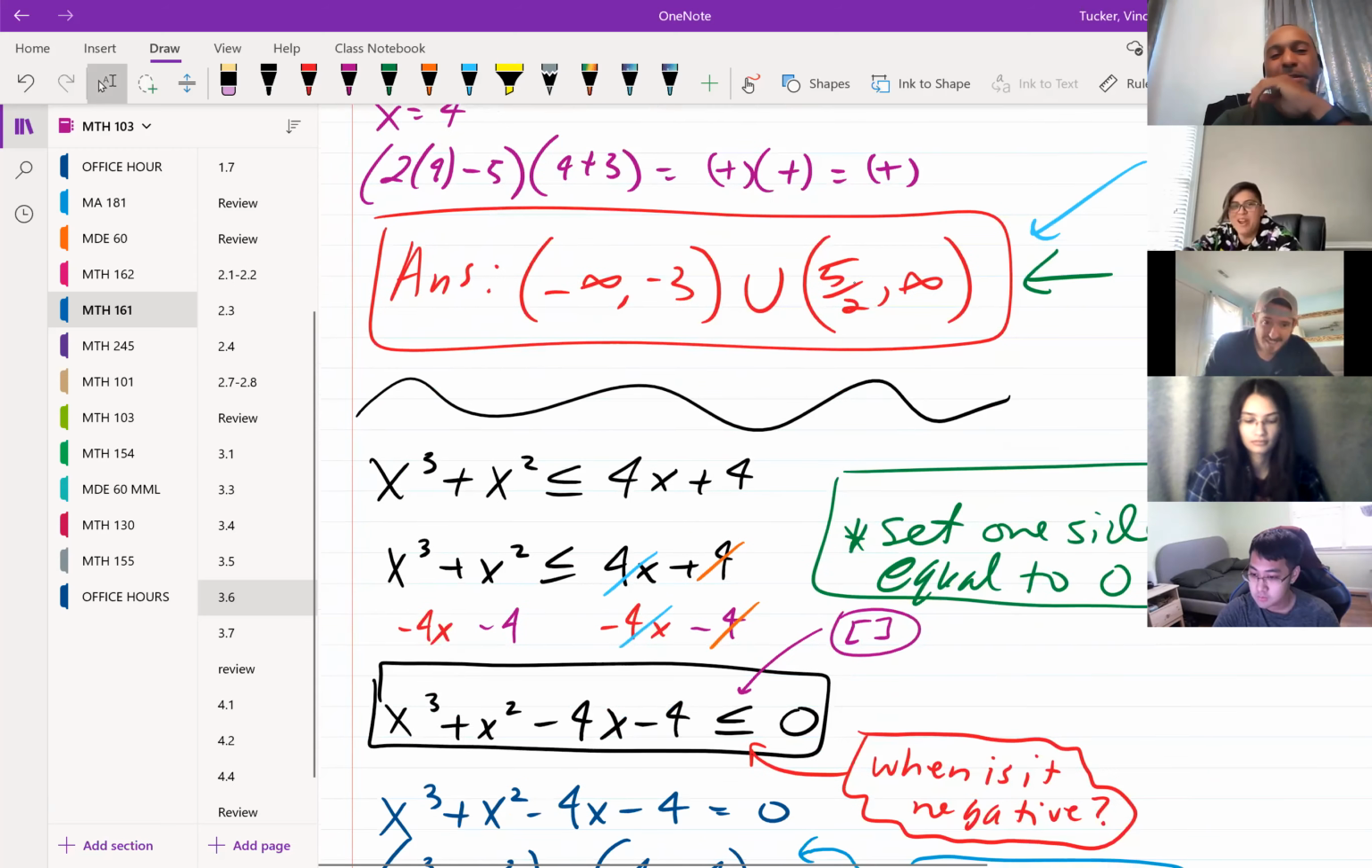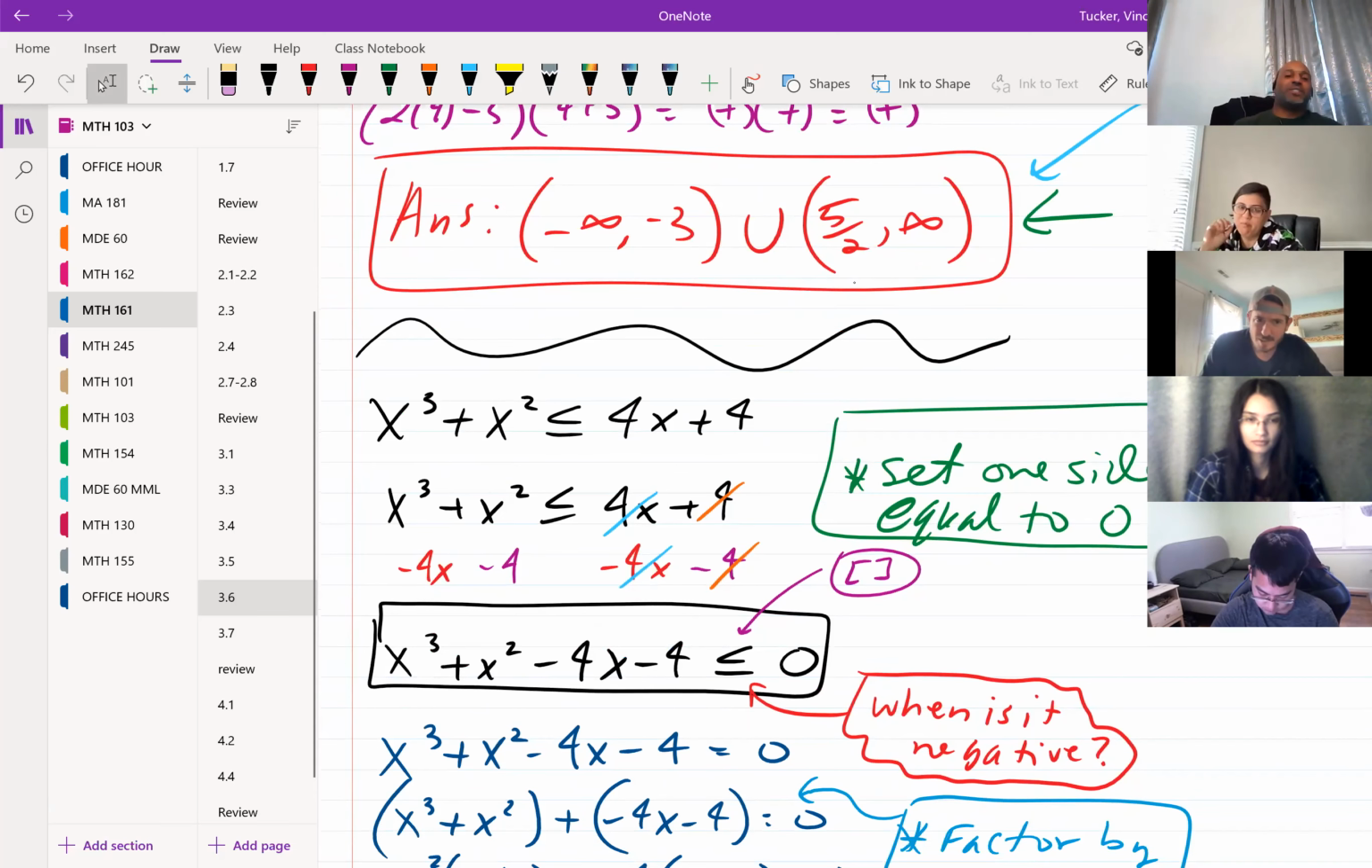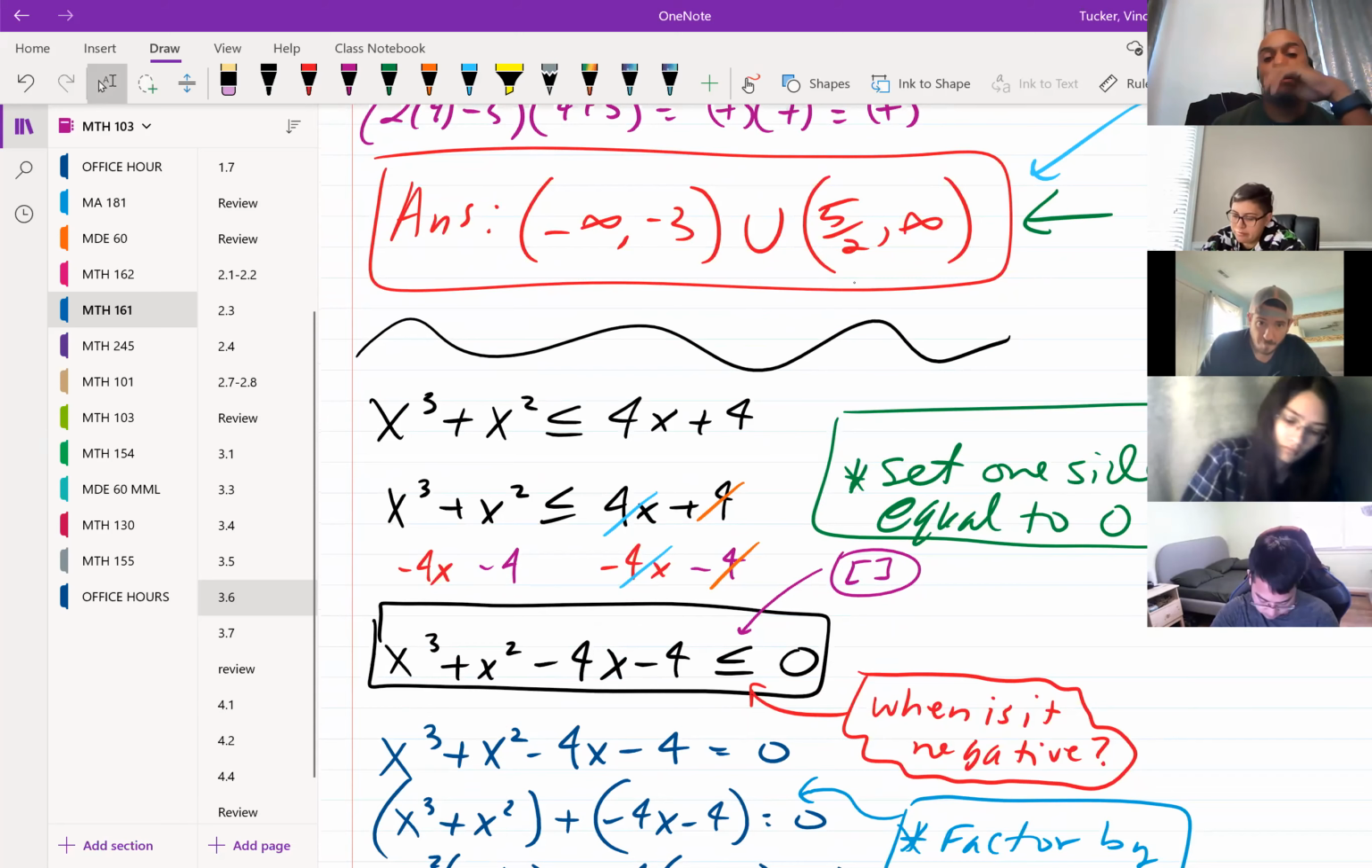So next one right here. x cubed plus x squared less than or equal to 4x plus 4. So once again, we want to set one side equal to 0. This time we have a cubic equation, but we still want to set one side equal to 0 so we can make that clean comparison to 0. And this time it'll be less than 0, so we want to know when is it negative. So you have x cubed plus x squared minus 4x minus 4 less than or equal to 0.